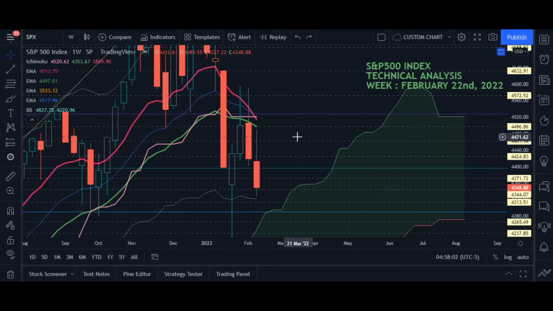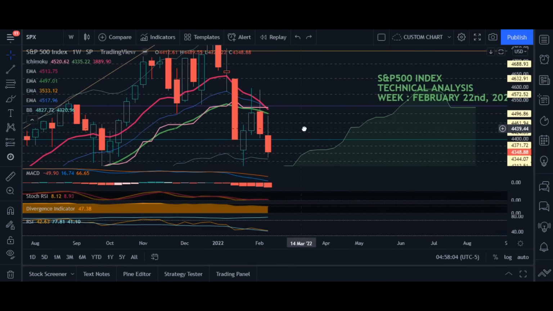Then come some other technical indicators. If you see the MACD, the directional MACD is clearly bearish, because the MACD is 16 or 17 and the signal is 66. So it is clearly bearish. Secondly, the divergence: MACD is moving average convergence divergence, the convergence or divergence in the moving averages. As of now, this divergence is increasing in the MACD.